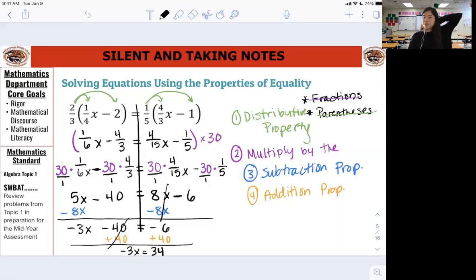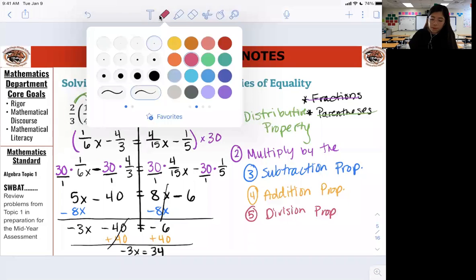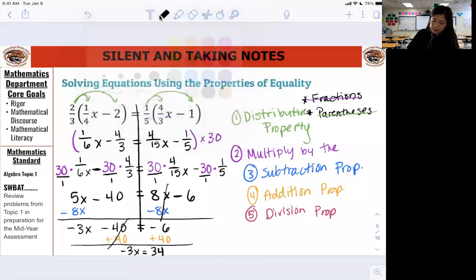Okay. And then in that final step, how do I get rid of that -3? Divide. Good. What am I dividing by? -3. Good. So I'm dividing by -3 on both sides. So I end up with x equals 34 over -3. Now, this is the type of question where you can look at your answer choices, and if all your answer choices are fractions, then you're good to go.